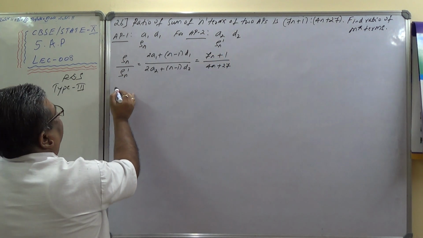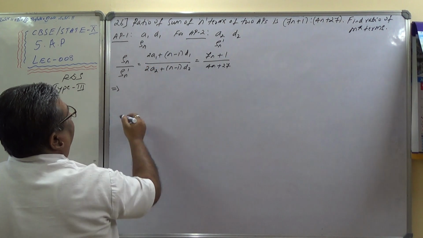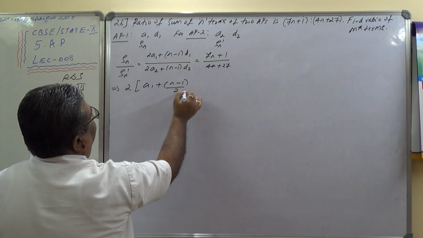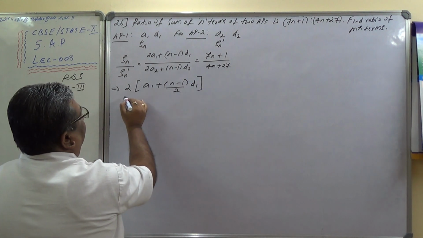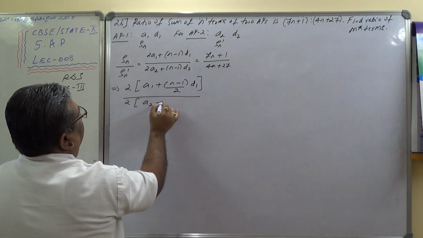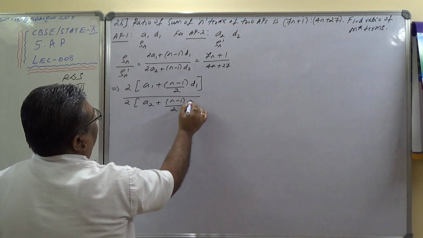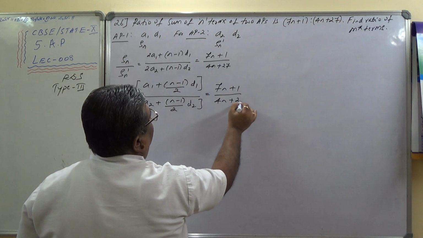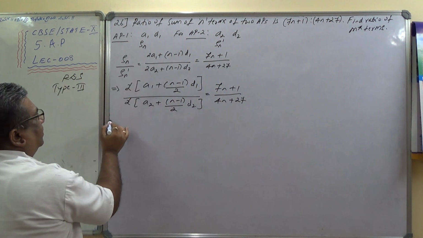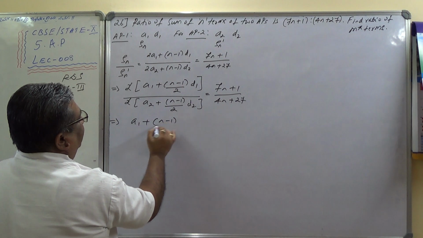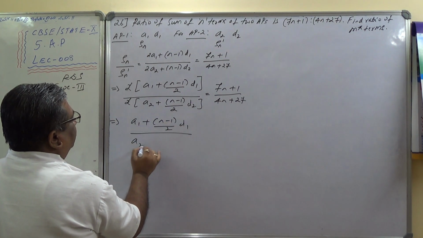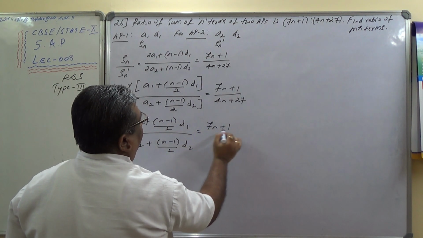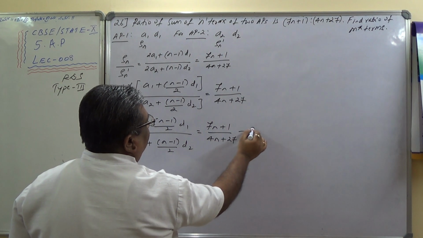Now see here, what I will do implies, for this take 2 common here. 2 times (a1 plus (n minus 1) by 2 into d1) the whole divided by 2 times (a2 plus (n minus 1) by 2 into d2) equals (7n plus 1) divided by (4n plus 27). 2 cancels, implies (a1 plus (n minus 1) by 2 times d1) divided by (a2 plus (n minus 1) by 2 times d2) equals (7n plus 1) by (4n plus 27). Mark it as 1.